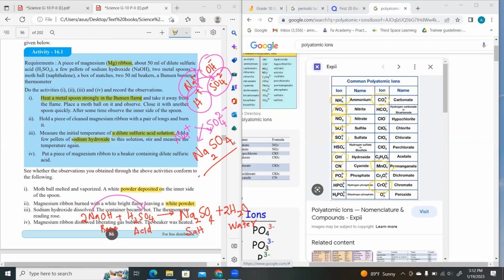Now let's check if we have 4 hydrogens, because this hydrogen became 4. 2 times 2 is 4. You can see here there are 2 hydrogens, and then here there are another 2 hydrogens. So the reaction is balanced once you add 2 to this water molecule. So this is the balanced reaction for this acid-base reaction.